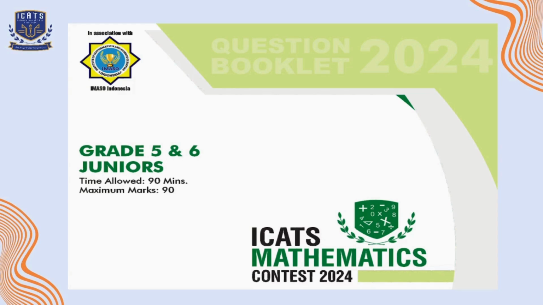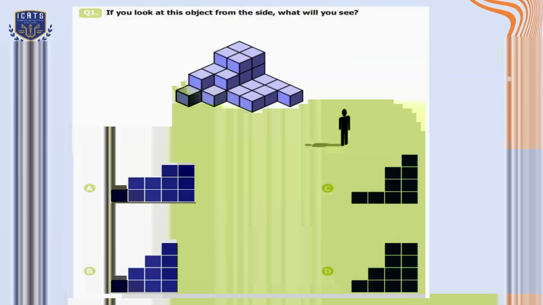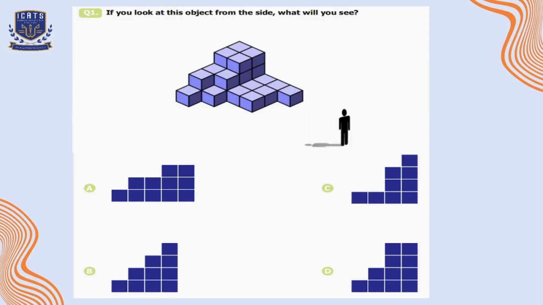Hello everyone. Today we are going to solve past papers of ICATS Mathematics Contest for year 2024 for grade 5 and 6. Question number 1. If you look at this object from the side, what will you see?